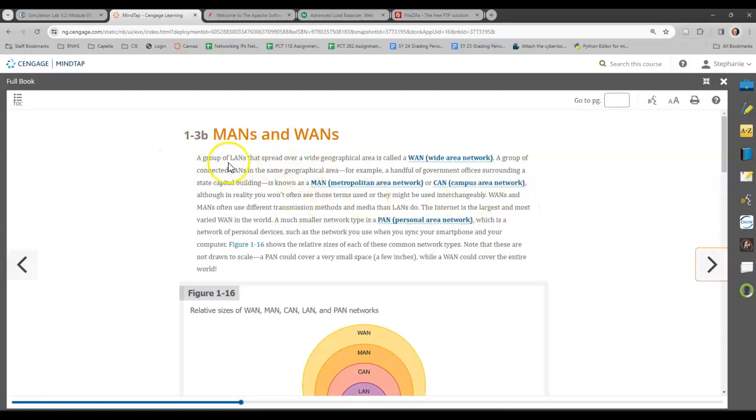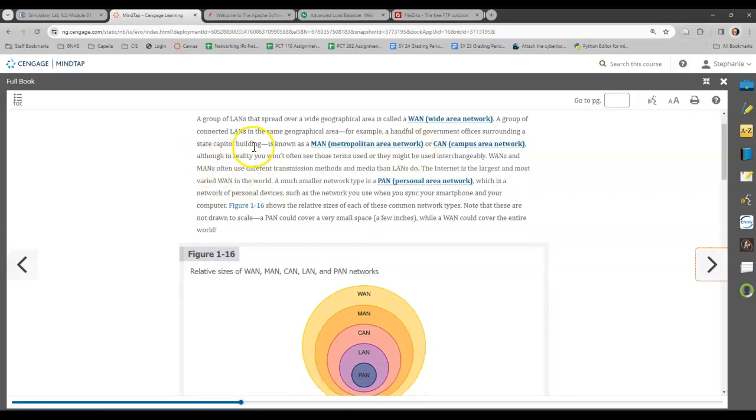A group of LANs, so we've got multiple local area networks, is a wide area network. And the internet is a network of networks, right? So it's the wide area network. Sometimes you'll have a metropolitan area network, or MAN, or you can have a campus area network, or CAN. And then we have our personal area network. Sometimes I don't generally use these because these are just basically bigger areas.